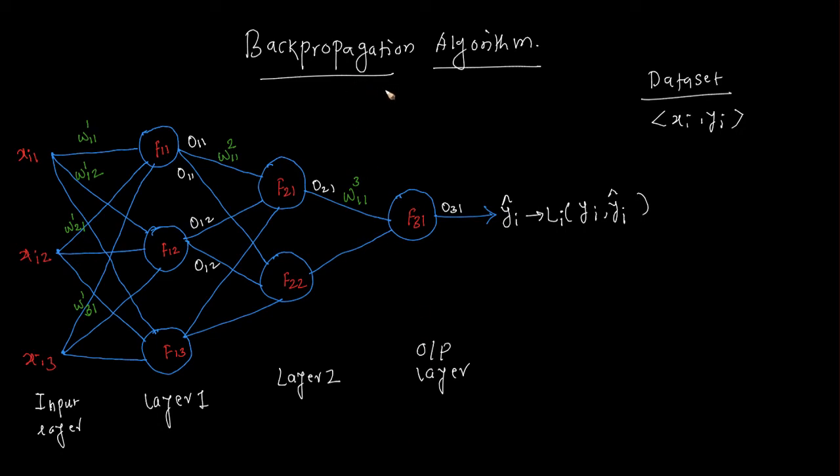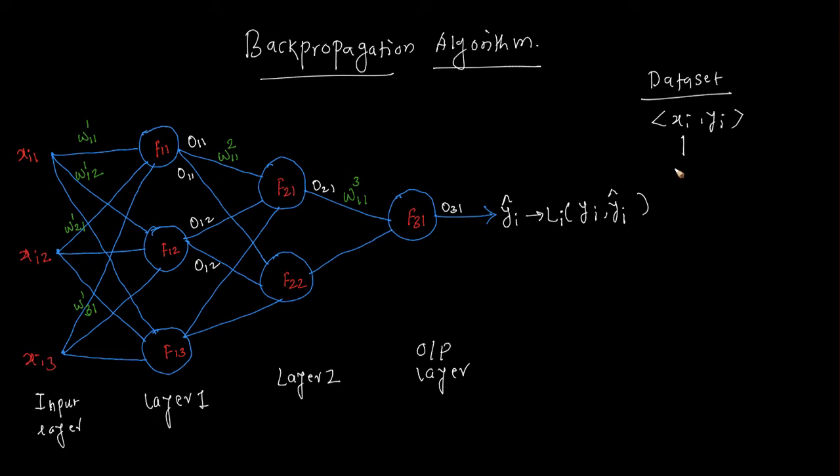So, the backpropagation algorithm. Let's say this is our neural network. It's a multi-layer perceptron where we have an input layer, these two hidden layers, layer 1 and layer 2, and this is the output layer. We have this data set in the form xi comma yi.